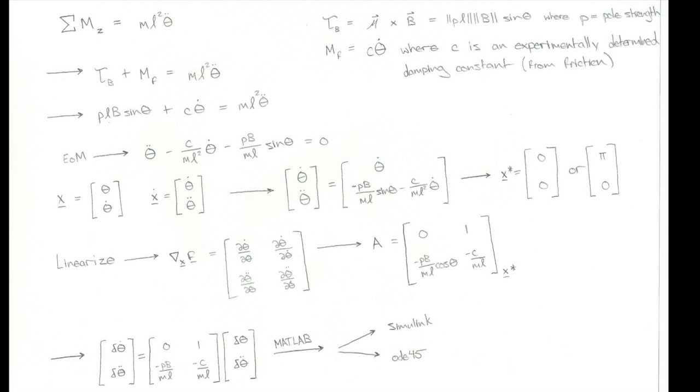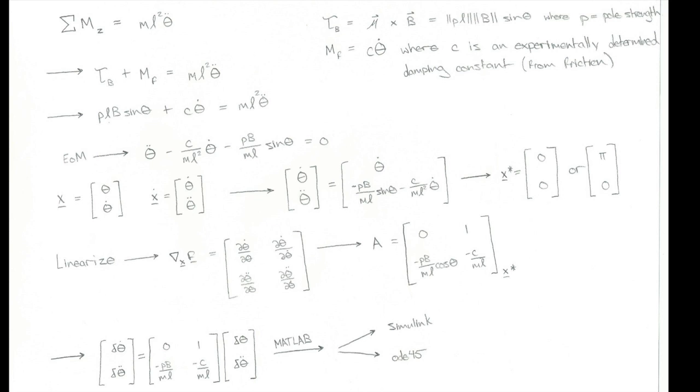As you can see, the system is nonlinear. This is due to the sine theta term that arises from the magnetic torque cross product. Thus, we were forced to linearize. First, we found the equilibrium points x star, which ended up being (0, 0) and (pi, 0). We then found the Jacobian, and then we evaluated this Jacobian at x star to arrive at our linearized system.